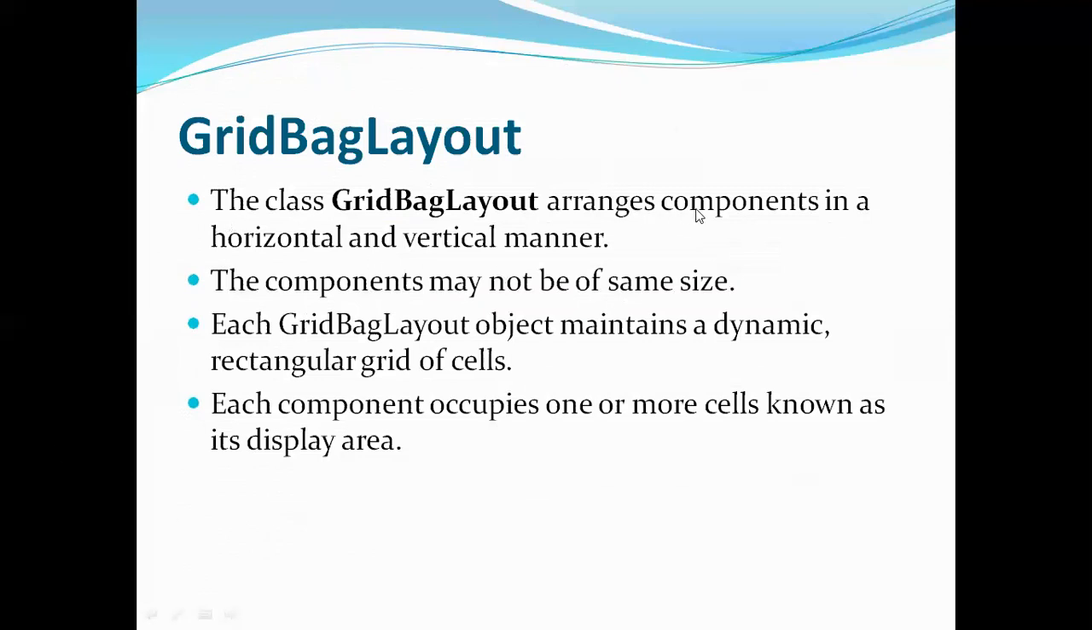The grid bag layout arranges the components in a horizontal and vertical manner, and components may not be of the same size. This is the main speciality. Each grid bag layout object maintains a dynamic rectangular grid of cells. Dynamic means it will be changing its size. And each component occupies one or more cells known as its display area.